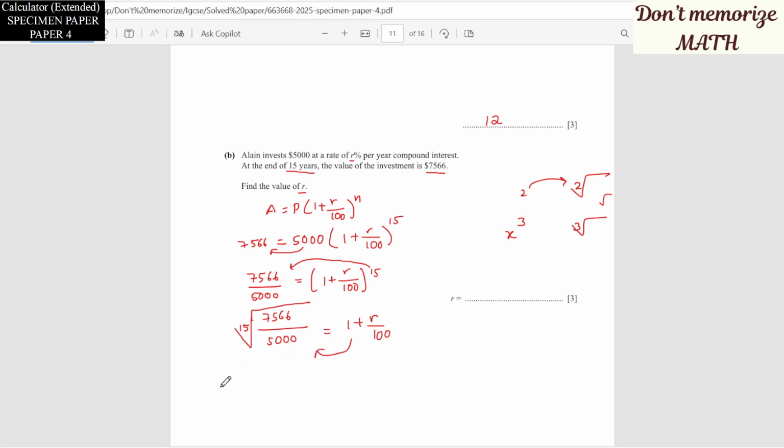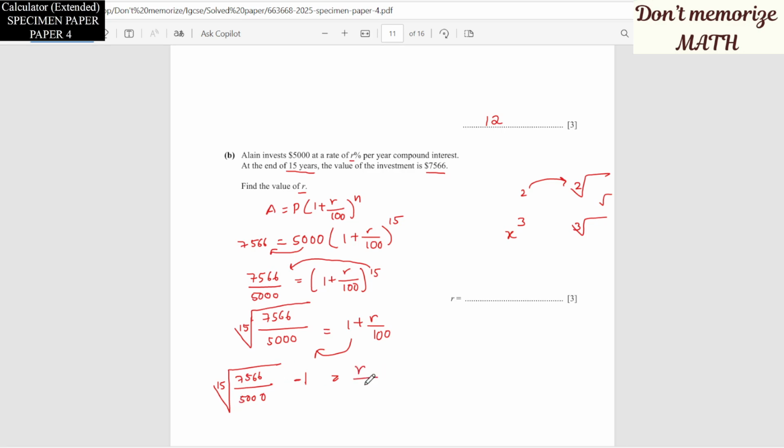So it is better you write 15th root of 7566 divided by 5000. Outside the root it is minus 1. Okay, plus 1 became minus 1. So be very careful when you use the calculator. In the calculator this minus 1 must be outside the root, not square root, 15th root.